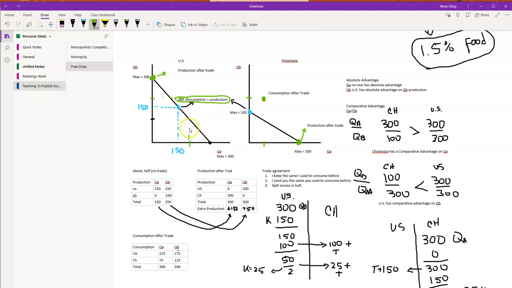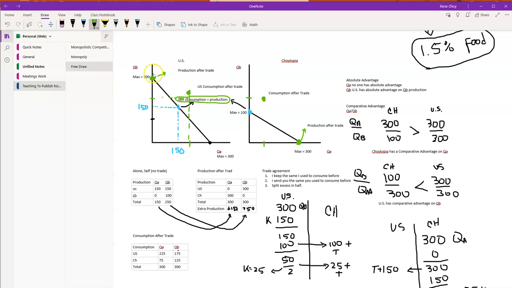And the point is going to be somewhere over here. And that point now becomes US consumption after trade. All right, notice the gains from trade.